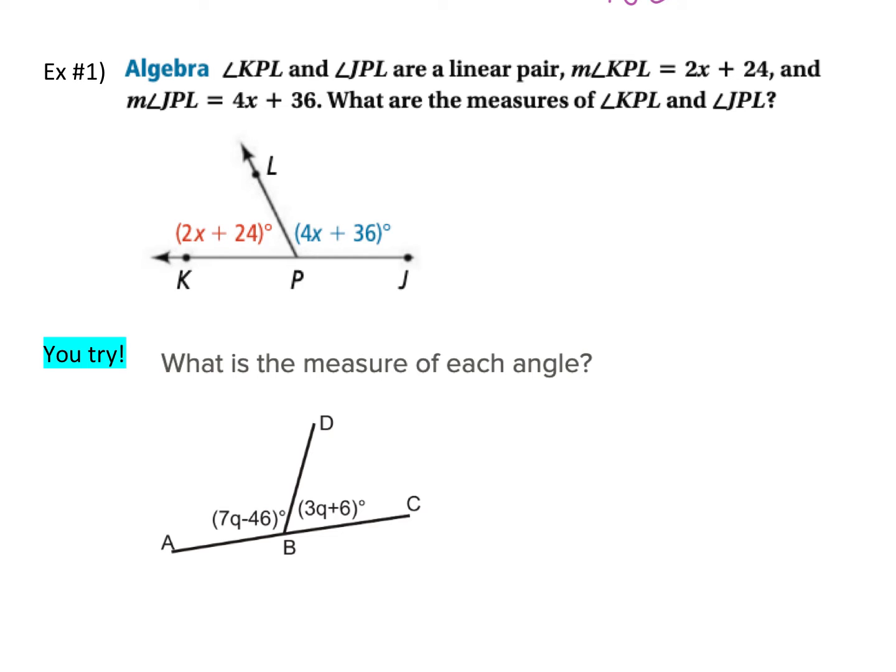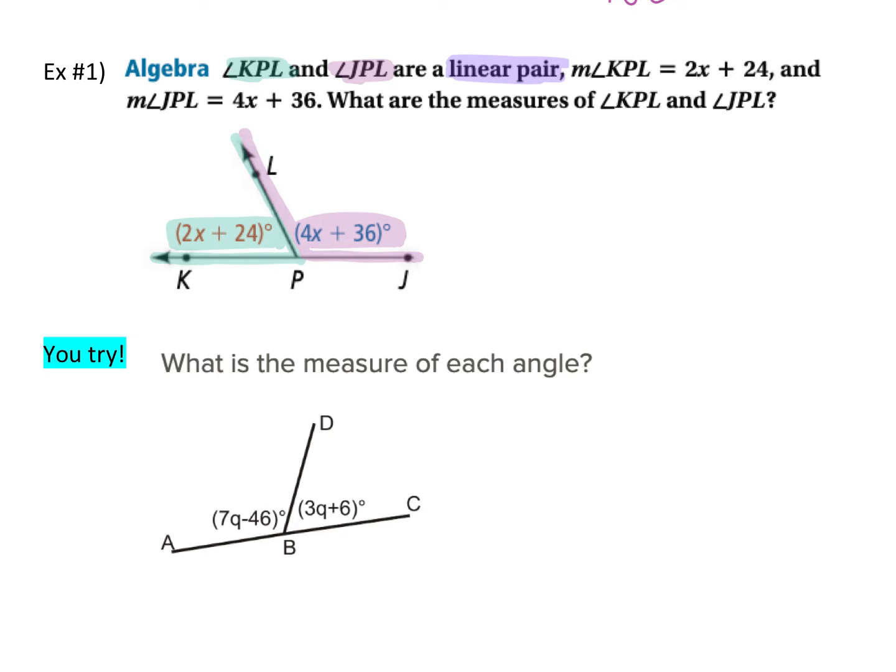Oh dear. Okay. Anyway, KPL. Take a look at this. Angle KPL is right here, right? You start at K, go through P and through L. Okay, so that's KPL. Stick with me. You can do it. JPL. Okay, here's JPL. So that's represented by this angle. And it says KPL and JPL are a linear pair.